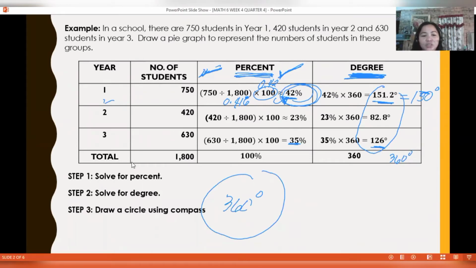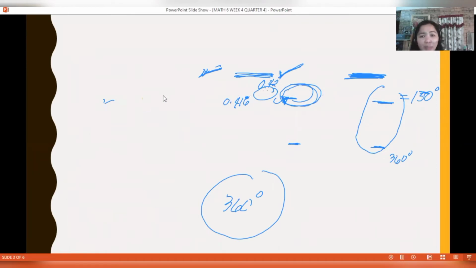So, step three is to draw a circle using a compass. Bakit kailangan ng compass? Kasi pag nag-drawing ka lang gamit ang isang bilog na bagay at tinrace mo yung bilog, hindi mo ma-identify yung center ng circle. So, sa isang circle graph, dapat alam mo kung nasaan ang center. Hindi mo huhulaan kung nasaan ang center. Dapat gagamit ka ng compass. So here, let's draw a circle with a center.